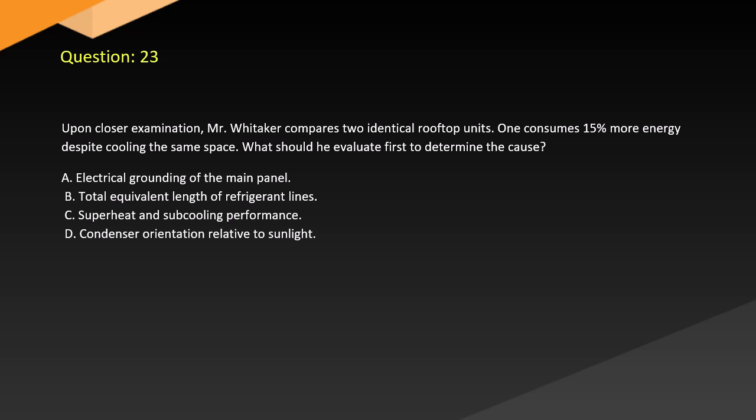Question 23. Upon closer examination, Mr. Whittaker compares two identical rooftop units. One consumes 15% more energy despite cooling the same space. What should he evaluate first to determine the cause? A. Electrical grounding of the main panel. B. Total equivalent length of refrigerant lines. C. Superheat and subcooling performance. D. Condenser orientation relative to sunlight.